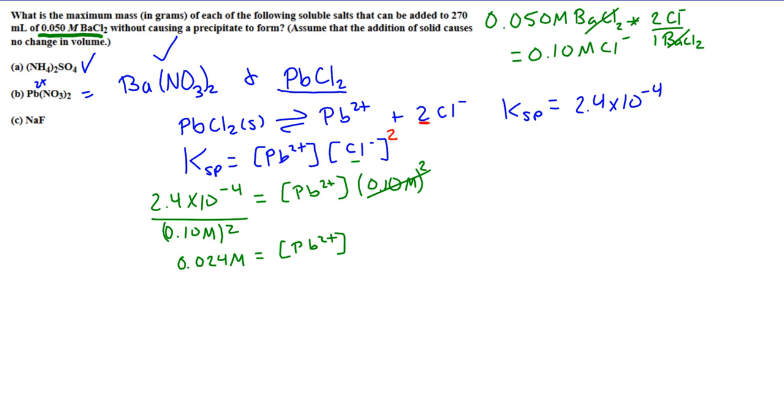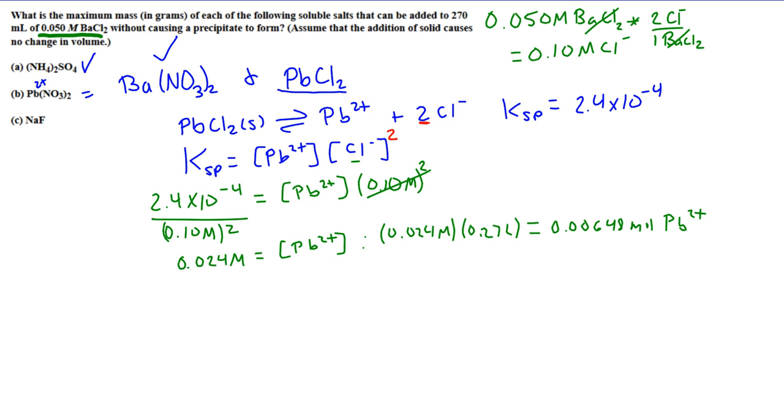So molarity, 0.024 molar, times liters, 270 milliliters, so that's still 0.27 liters, will give us moles, and that gives us 0.00648 moles of lead ion.